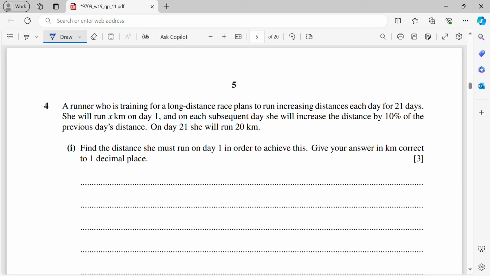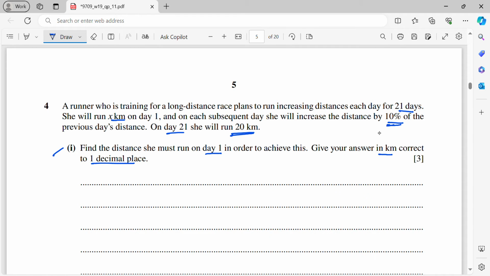Okay, now for question number 4. A runner who is training for a long distance race plans to run increasing distances each day for 21 days. She will run X kilometers on day 1, and on each subsequent day she will increase the distance by 10% of the previous day's distance. On day 21, she will run 20 kilometers. First part, find the distance she must run on day 1 in order to achieve this. Give your answer in kilometers correct to 1 decimal place.